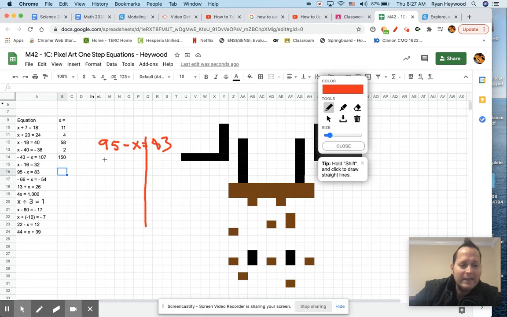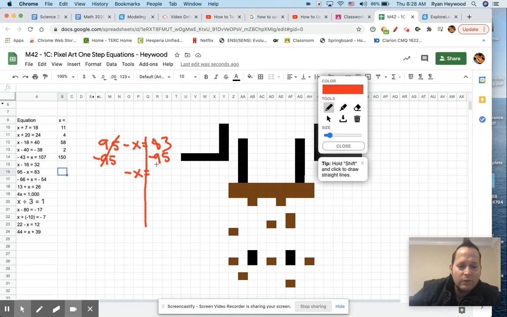Well, we have 95. The opposite of adding 95, because that's what this is, it's a positive 95, is taking away 95 or subtracting 95, right? So 95 and negative 95 cancel out, leaving us with, and here is where the big difference is, it's not just x, it's negative x. You'll see right here, the subtraction doubles as a negative sign. So 95 and negative x, right?